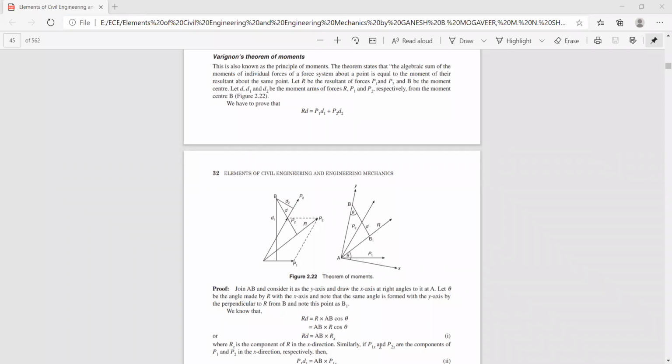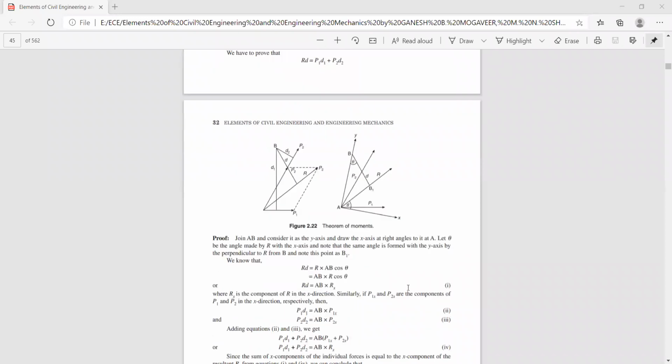Similarly, P1x and P2x are the components of P1 and P2 in the x direction respectively. So these are the horizontal components of the two individual forces along the x direction. Now P1 D1 is nothing but AB into P1x, and P2 D2 is nothing but AB into P2x. Same thing here: R into D is AB into Rx. Hence P1 D1 is equal to AB into P1x, and P2 D2 is equal to AB into P2x.